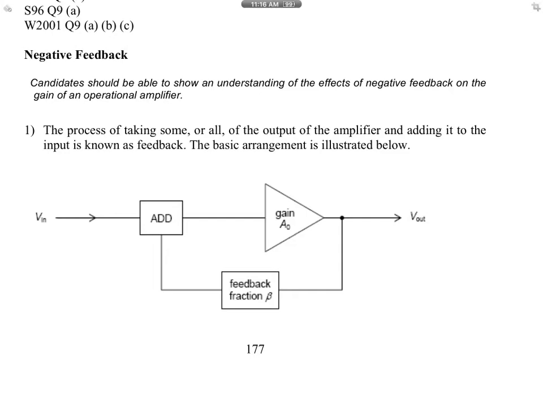Negative feedback by definition is the process of taking some or all of the output of the amplifier and adding it to the input. And then you must add another sentence. Can you copy another sentence below this? The output must be 180 degrees out of phase with the input.